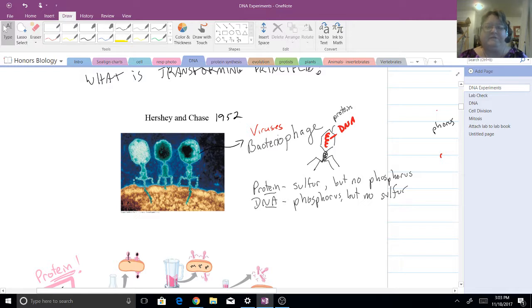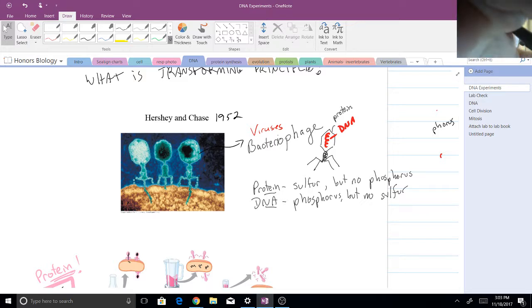Now, viruses have very little in their structure. Viruses have a protein coat and a DNA. Well, some of them have a DNA, some of them have RNA, but this one has a DNA molecule inside. Now, the nice thing about these molecules is that proteins have sulfur, but they don't have phosphorus. And DNA molecules have phosphorus, but they don't have sulfur. So it gives them a really, really clever way. This is a very elegant experiment. It gives them a really clever way of following these molecules.